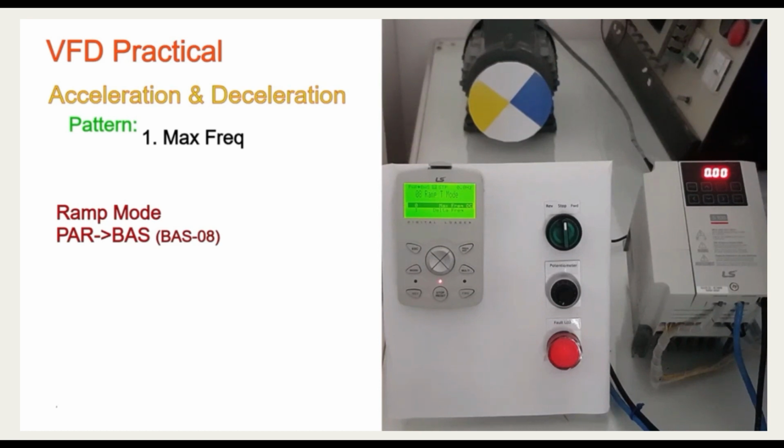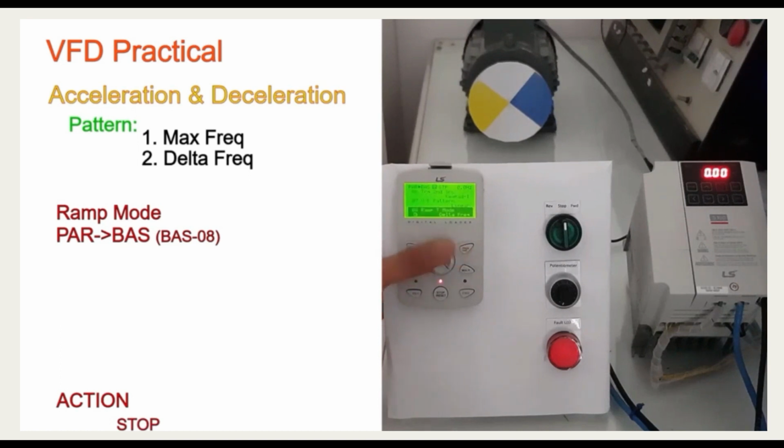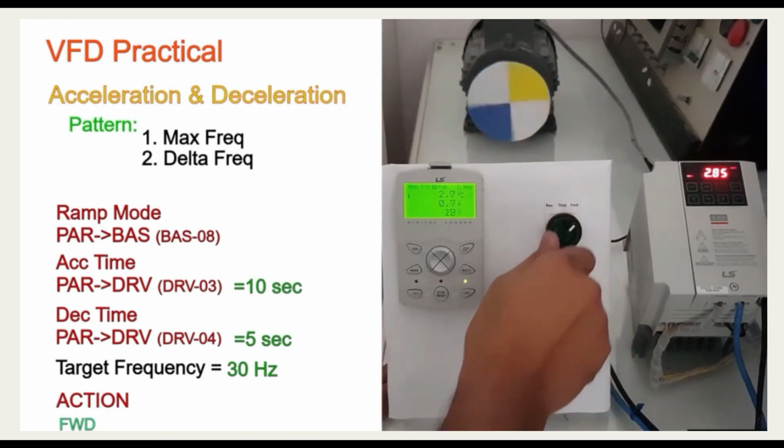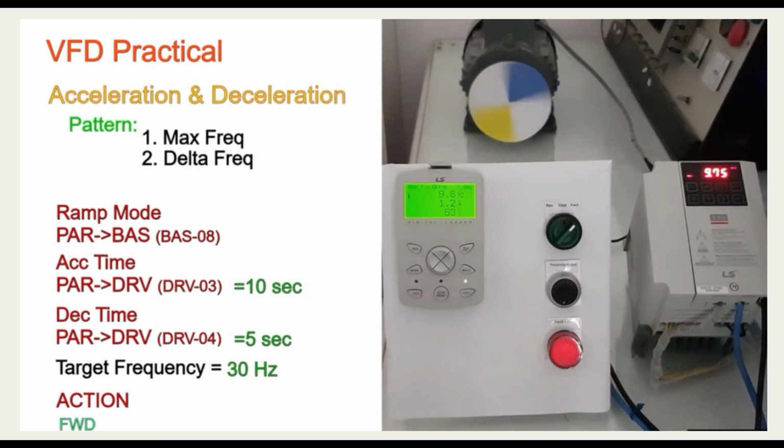Let's check out practically. I will select delta frequency and I will press escape to come out to the main screen. Now I will set the target as 30 Hz and I will make it forward, and we can track the time at the bottom of the screen. I will make it forward. And we can see it's slowly ramping to 30 Hz and it took 10 seconds.